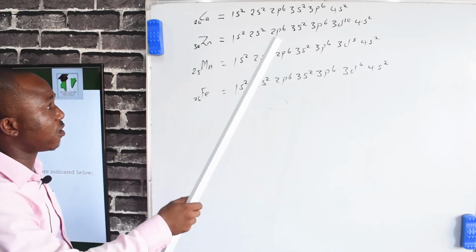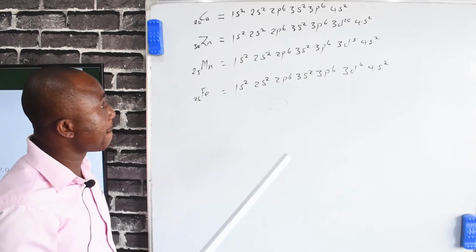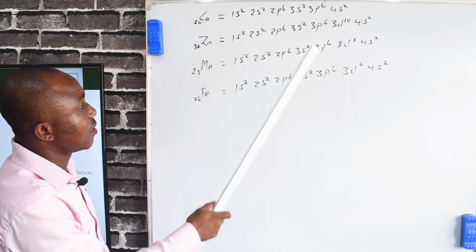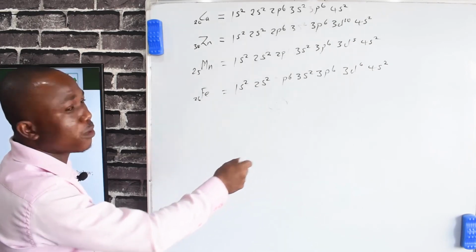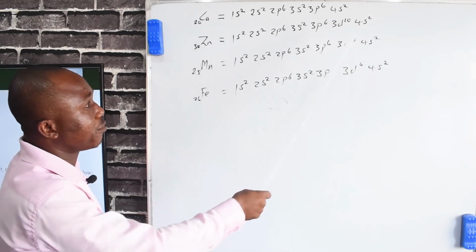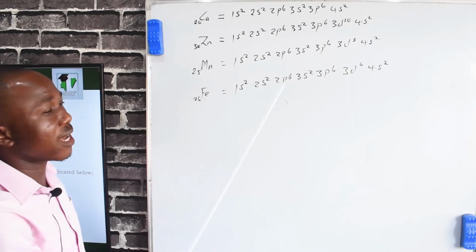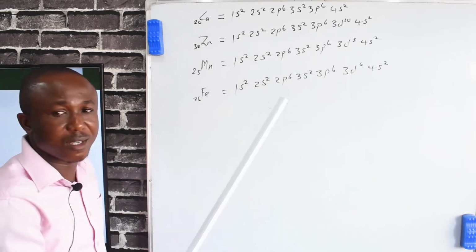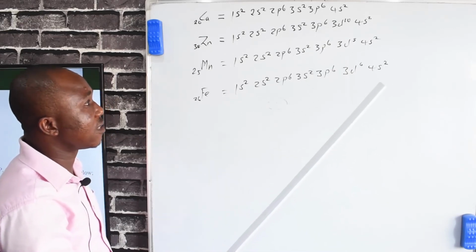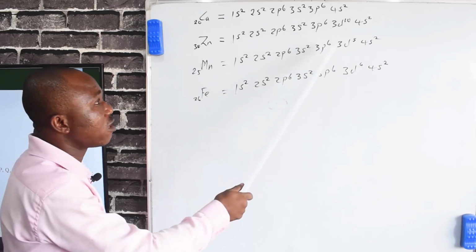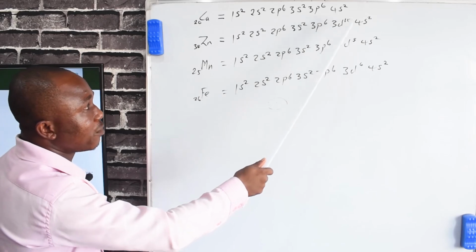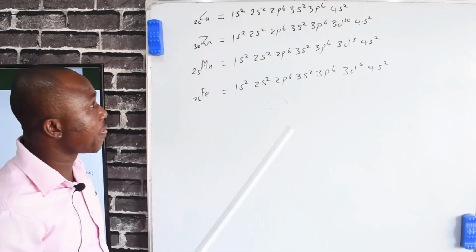Now, if you look at the configuration, I want to point something out. Under normal circumstances, the 4s orbital is supposed to come before the 3d, but here 3d came before the 4s. The reason is because once an electron enters the 3d orbital, it pushes the 4s orbital up, so it will be higher in energy. So in that case, 3d comes before the 4s orbital. That is why you have 3d here and 4s2 here.